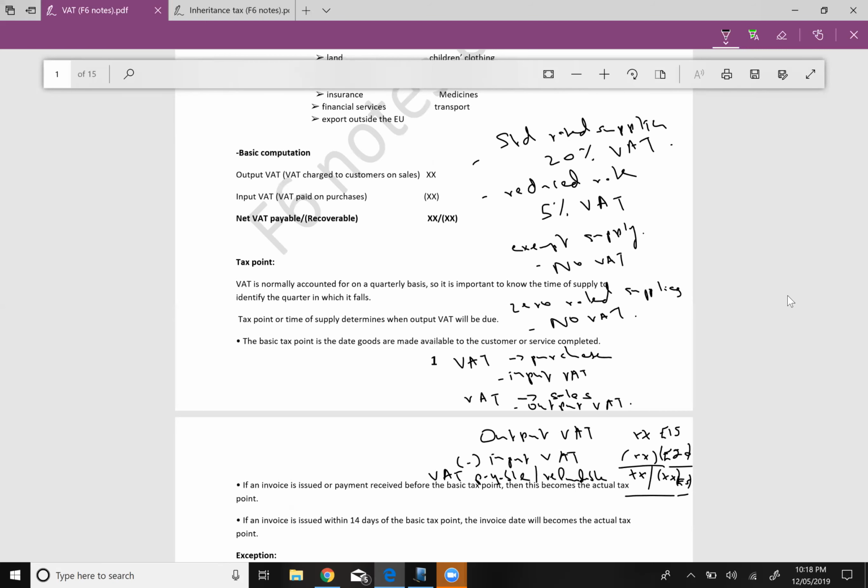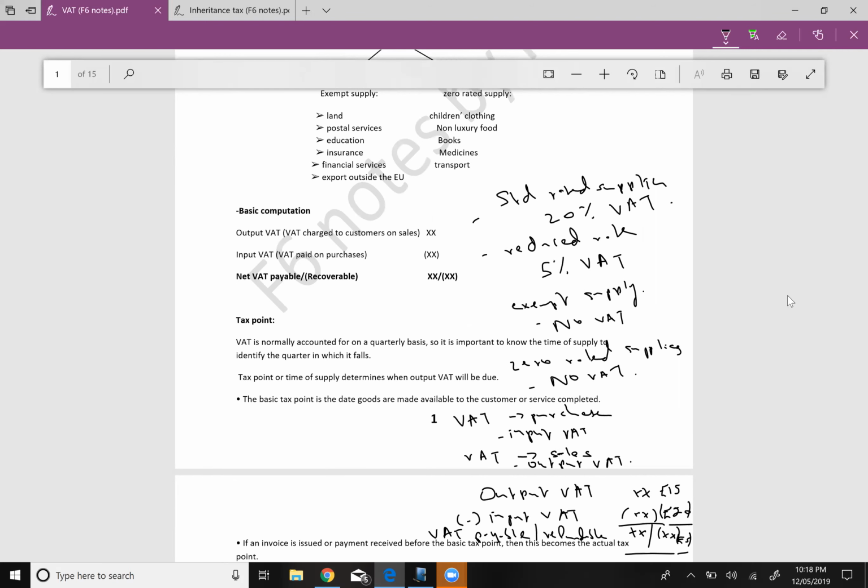On exempt supplies, you have to pay no VAT. That is, no output VAT and no input VAT will be recovered. You will not charge any output VAT from the consumers. Secondly, whatever input VAT you have paid on your purchases cannot be recovered. So no output and no input. Now zero rated supplies.